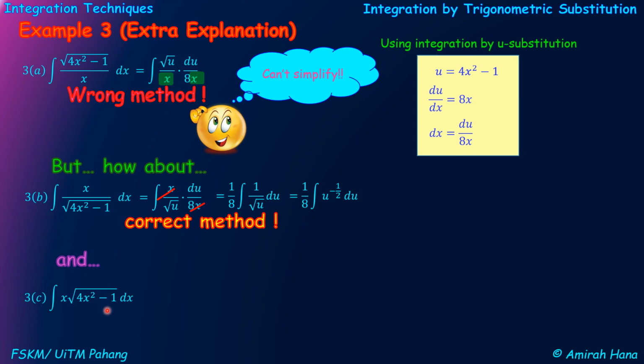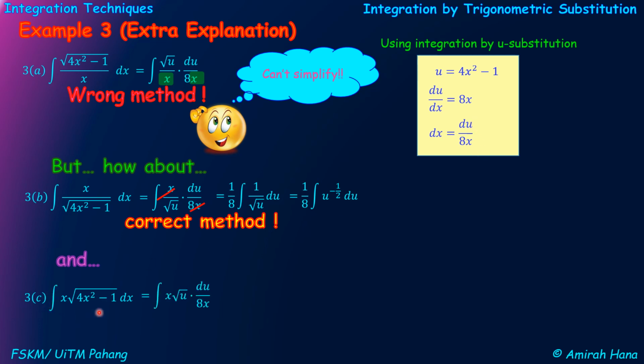We still use the same radical, the square root of 4x squared minus 1, but now we have x in front, and then dx here. Let's say we use the same technique, integration by u substitution. When we use integration by u substitution, we have a derivative part and an integration part. Since we still have the same radical, we can write u equals 4x squared minus 1, and then we differentiate, so we get 8x, and then we write dx as the subject, which equals du over 8x.